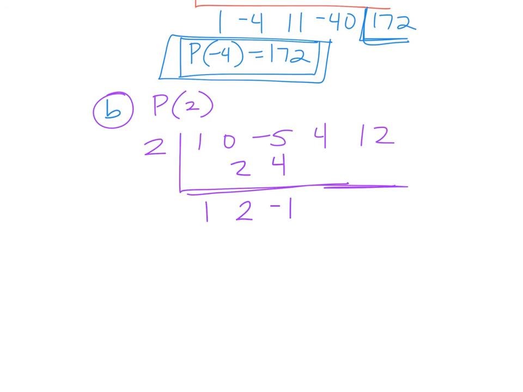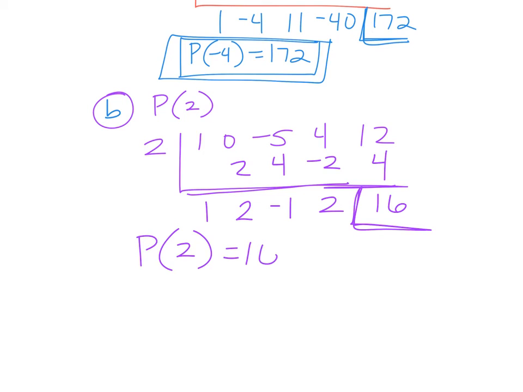Oh, yes, sorry. 2 times negative 1 is negative 2. 4 plus negative 2 is 2. This is going to be your remainder. 2 times 2 is 4. 12 plus 4 is 16. So P of 2 is 16.